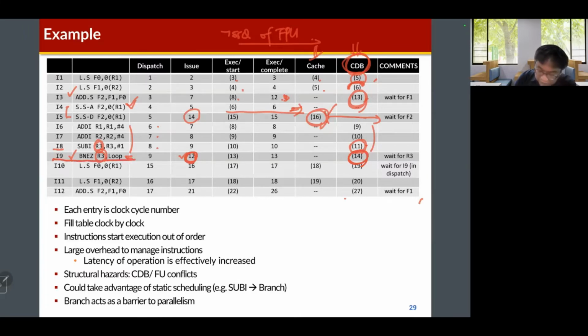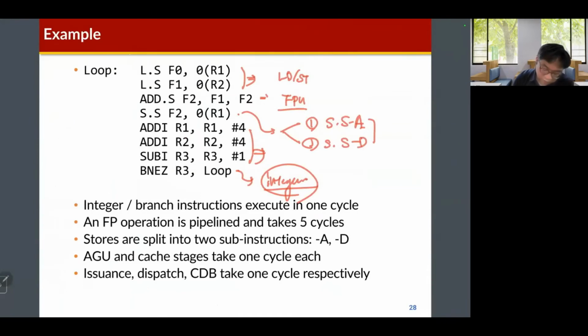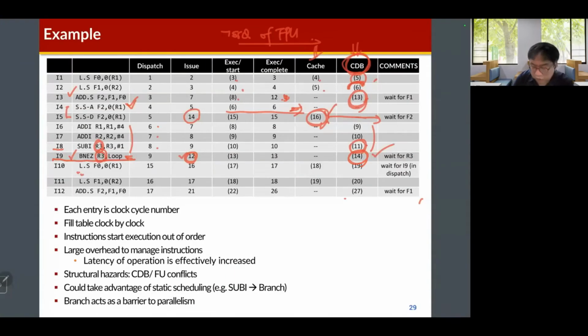After this branch instruction, we don't know the result of this branch instruction with the Tomasulo algorithm, because this branch instruction is not written back until clock cycle number 14. How about this load instruction? If you see this program code, if the branch is taken, it is going back to the first load instruction. And then this load instruction cannot be dispatched because of this branch instruction.